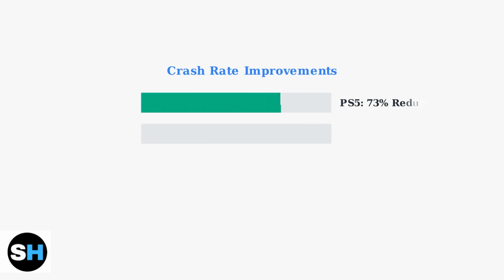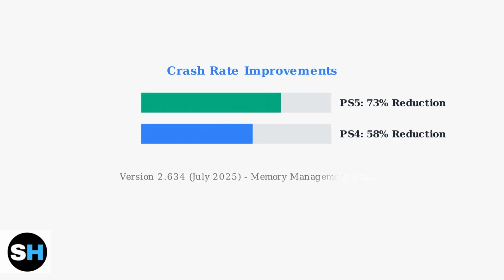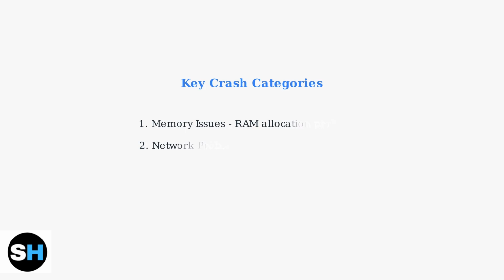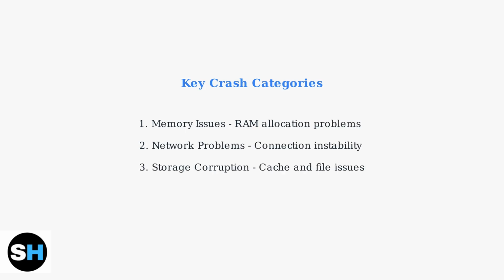The good news is that Roblox has made significant improvements. Since the July 2025 update with version 2.634, PS5 crash rates have decreased by 73%, while PS4 crashes are down by 58%. These improvements show that the platform is becoming more stable over time. Understanding these three main crash categories, memory issues, network problems, and storage corruption, is the foundation for effective troubleshooting. With continued updates and optimizations, the PlayStation Roblox experience continues to improve.